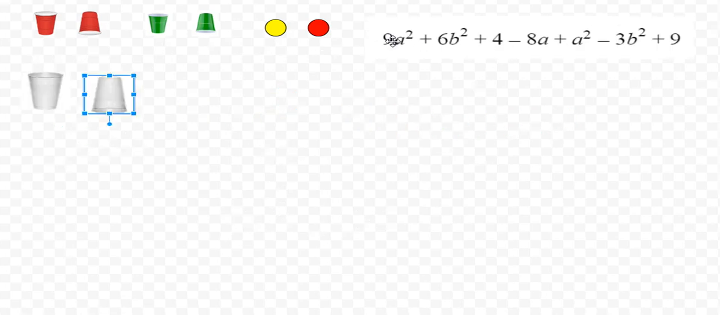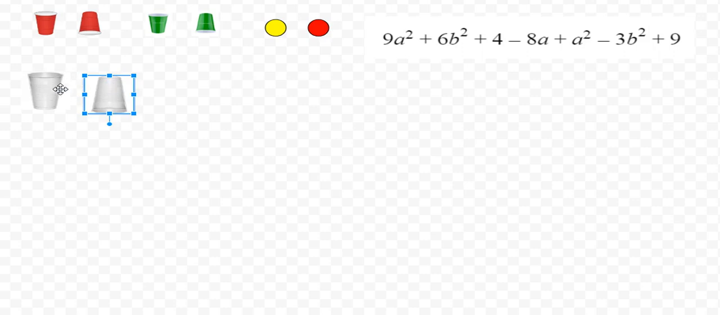Okay, in our last example, we have 9a squared plus 6b squared plus 4 minus 8a plus a squared minus 3b squared plus 9. That is a big, nasty expression. We're going to see if we can combine that down, put some things together, and make it a lot simpler.